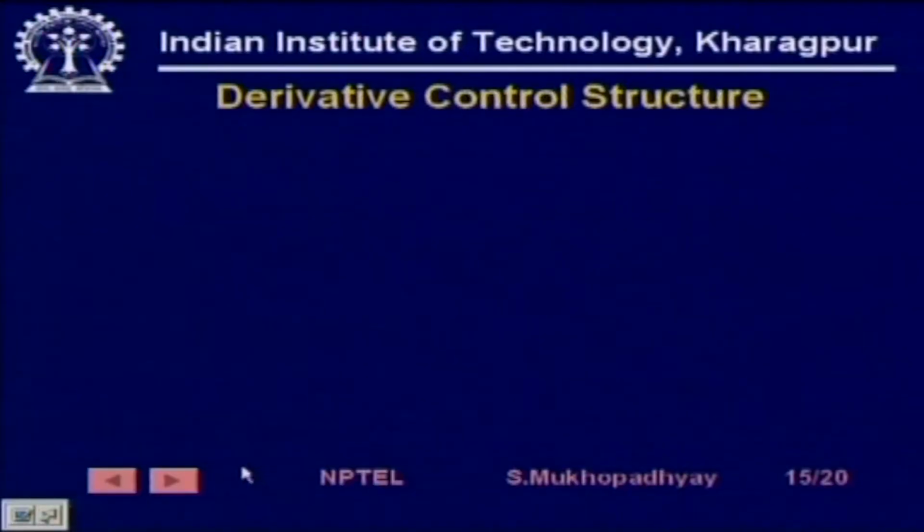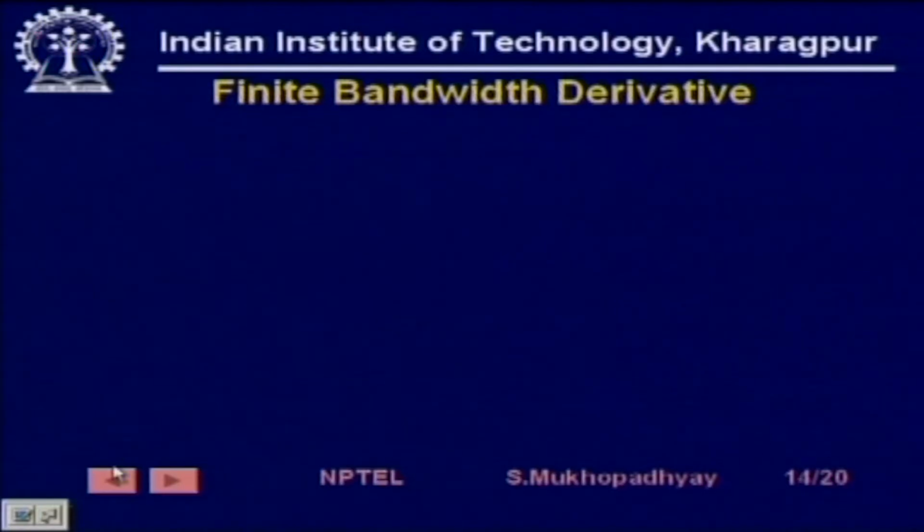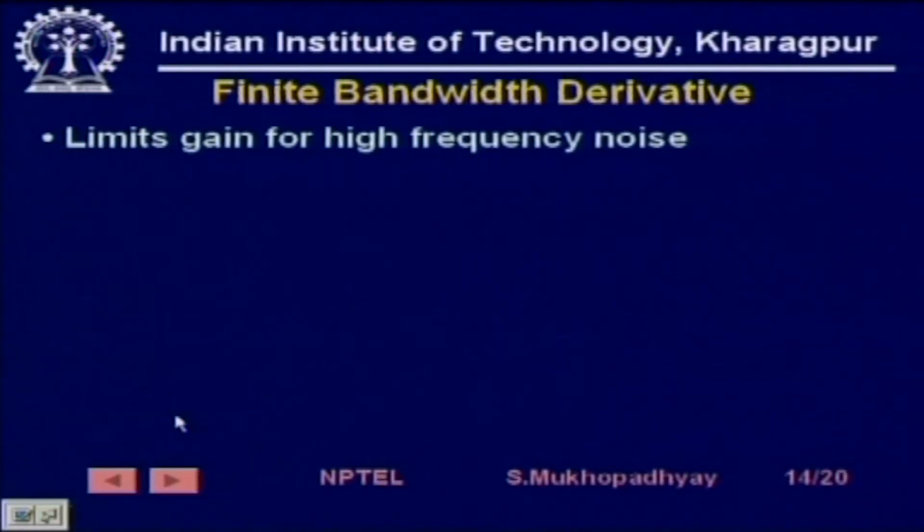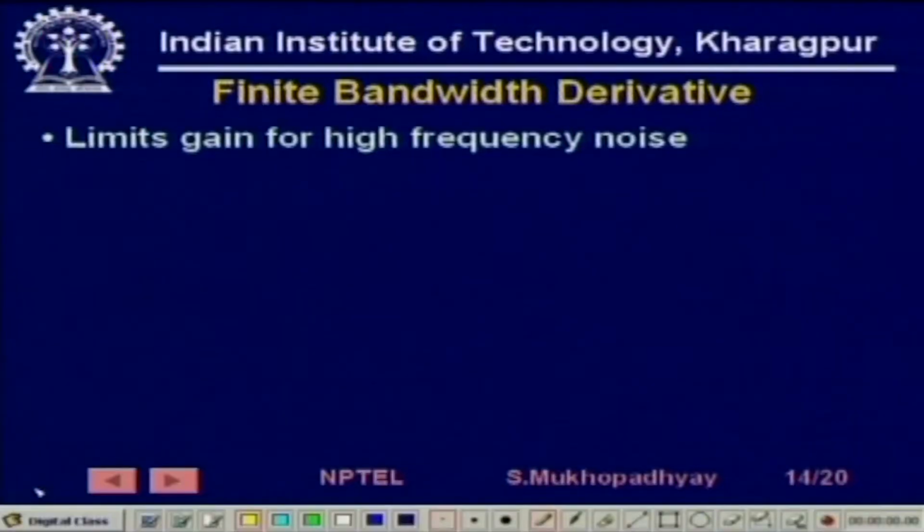So let us look at the first problem with derivatives, that is that derivatives typically tend to blow up high frequency noise. And where does high frequency noise come from? High frequency noise comes from sensors, amongst other things. For example, let us consider some flow sensor.